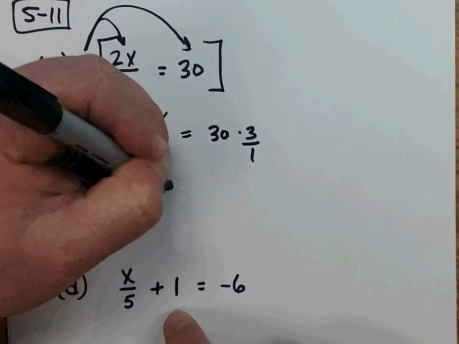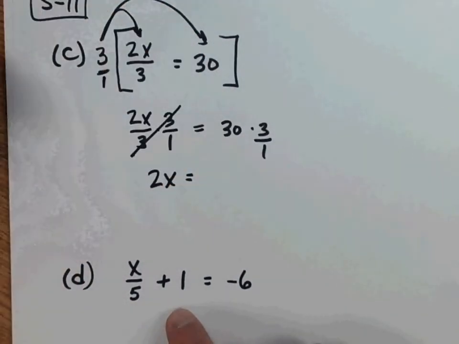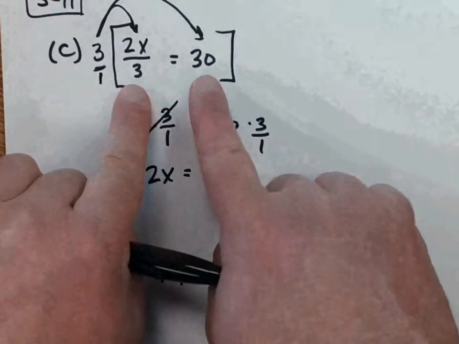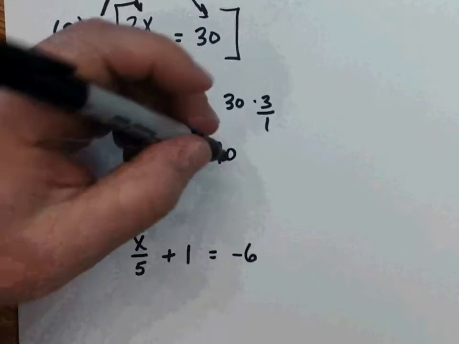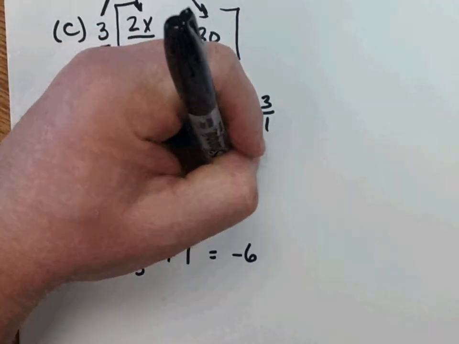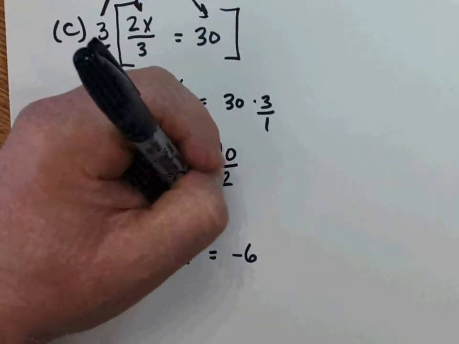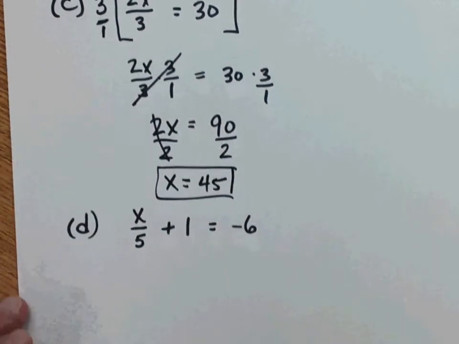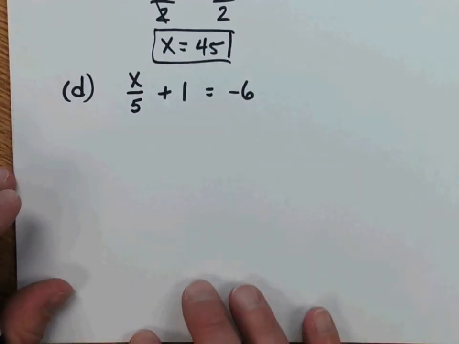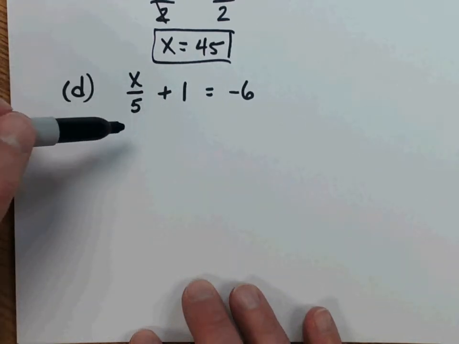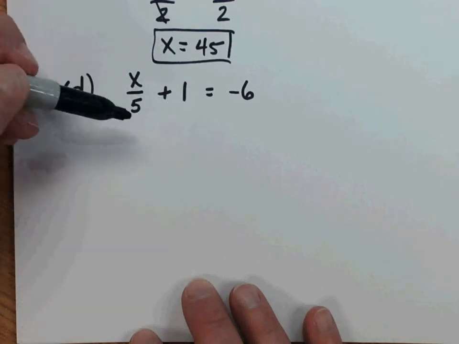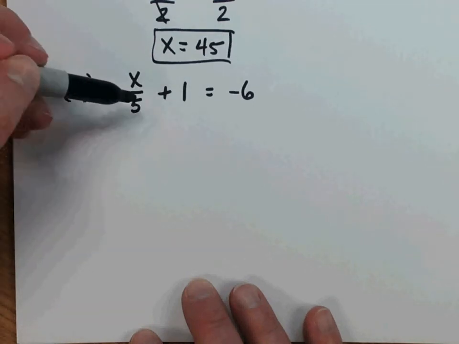Notice I get 2x equals 30 times 3, which is 90. This is much nicer than that. Now I divide both sides by 2, and x equals 45. All right, part D, a little bit harder, but not too bad. Again, the reason why this isn't the hardest yet is we have only one denominator.